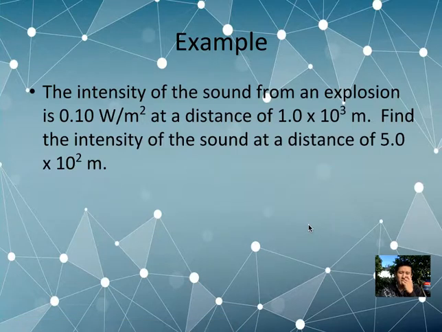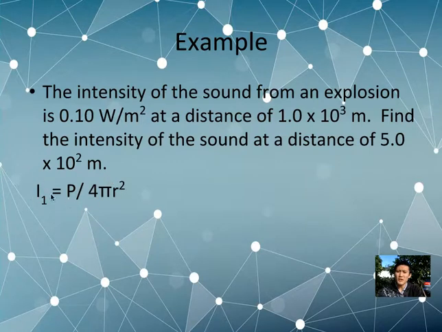Let's say the sound intensity from an explosion is 0.1 watts per meter squared, and we're standing at a distance of 1 times 10 to the third meters, which is pretty far away. But we want to find the sound intensity at a distance of 5 times 10 squared meters, so a little bit closer. How would we figure that out?